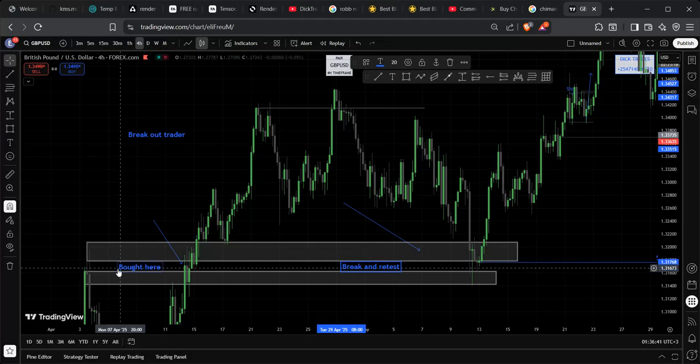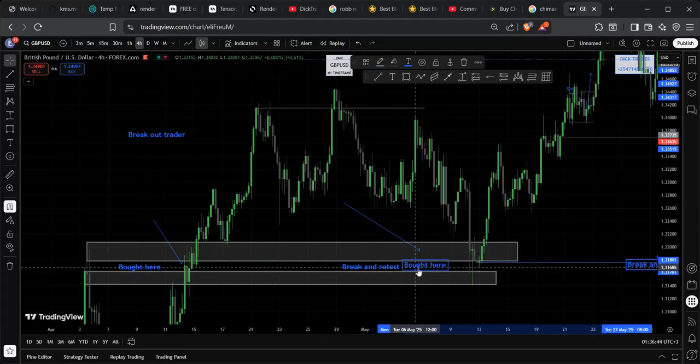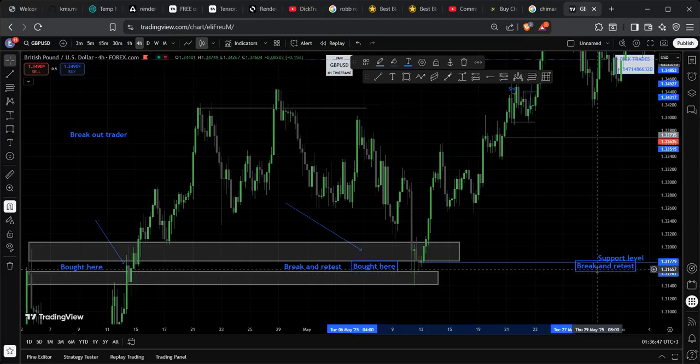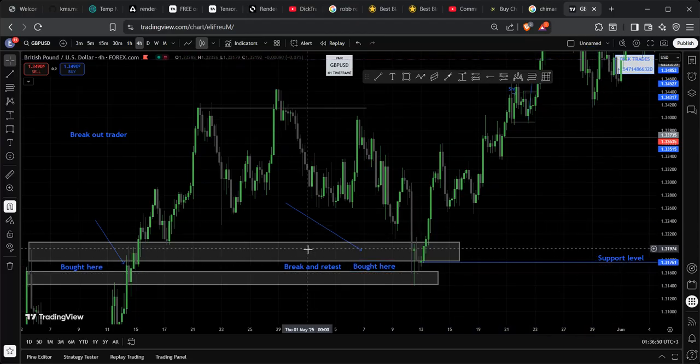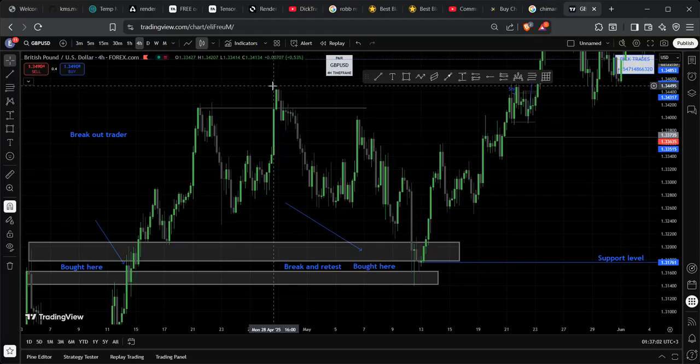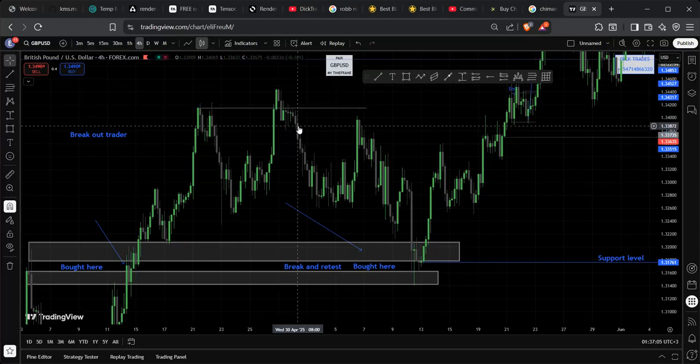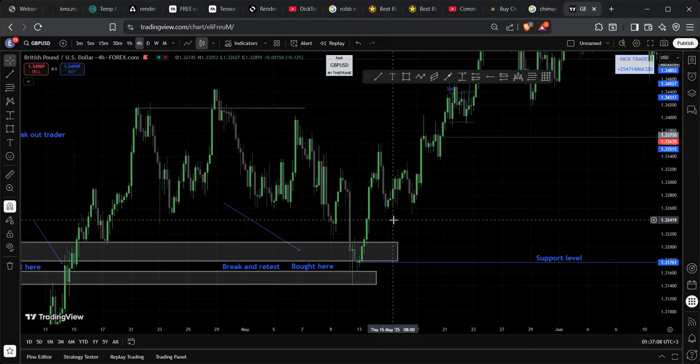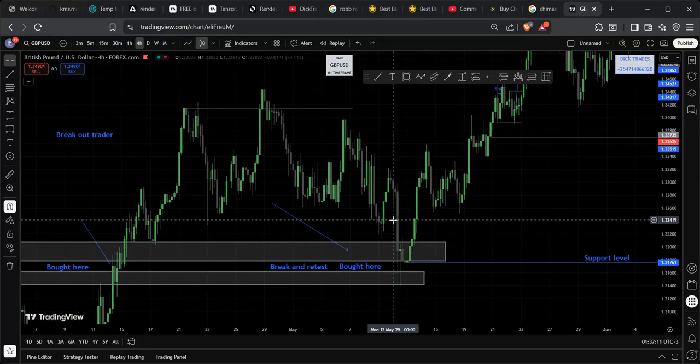No, this one bought here. Like usually buy on a support level, sell on a resistance level. Works hand in hand. This one is it got up, then it broke. This became a support. So now we have those two traders. If you are a breakout trader, well and good. If you are a break and retest trader, well and good.